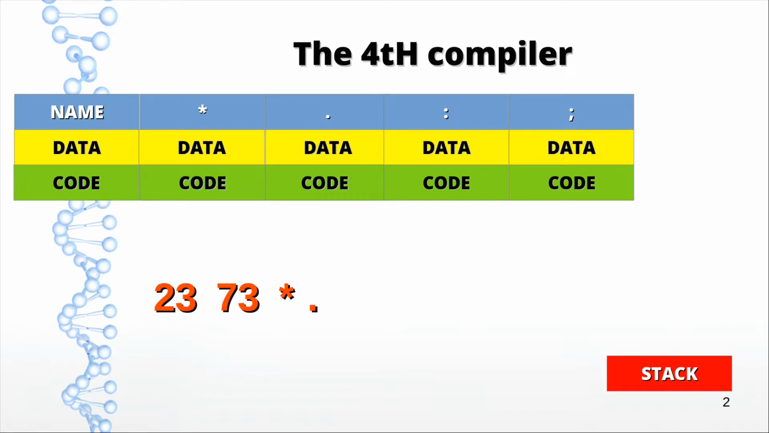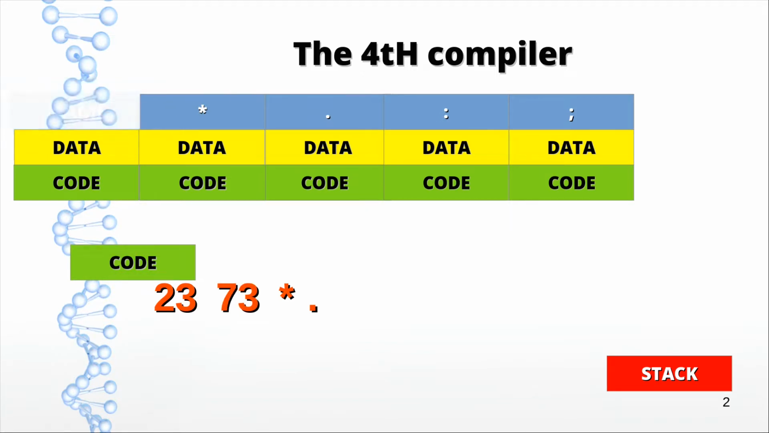At first sight, 4th seems to work the same. It creates a token, searches the dictionary, but it doesn't throw 23 on the stack. Instead, it compiles a bit of code that, when executed, throws the number 23 on the stack. Of course, the number 73 gets the very same treatment.